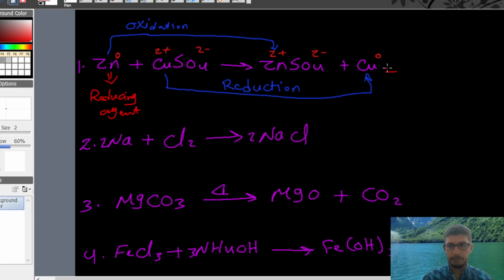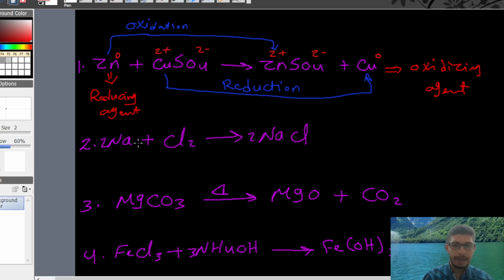Let me write it here. This is the oxidizing agent. You know why? Because reduction happened to it. And another reason, it oxidized this zinc. It made it lose electrons. And the reducing agent reduced the copper from copper 2 positive to copper 0. I think you got the terms right, okay? So that was easy peasy, right?